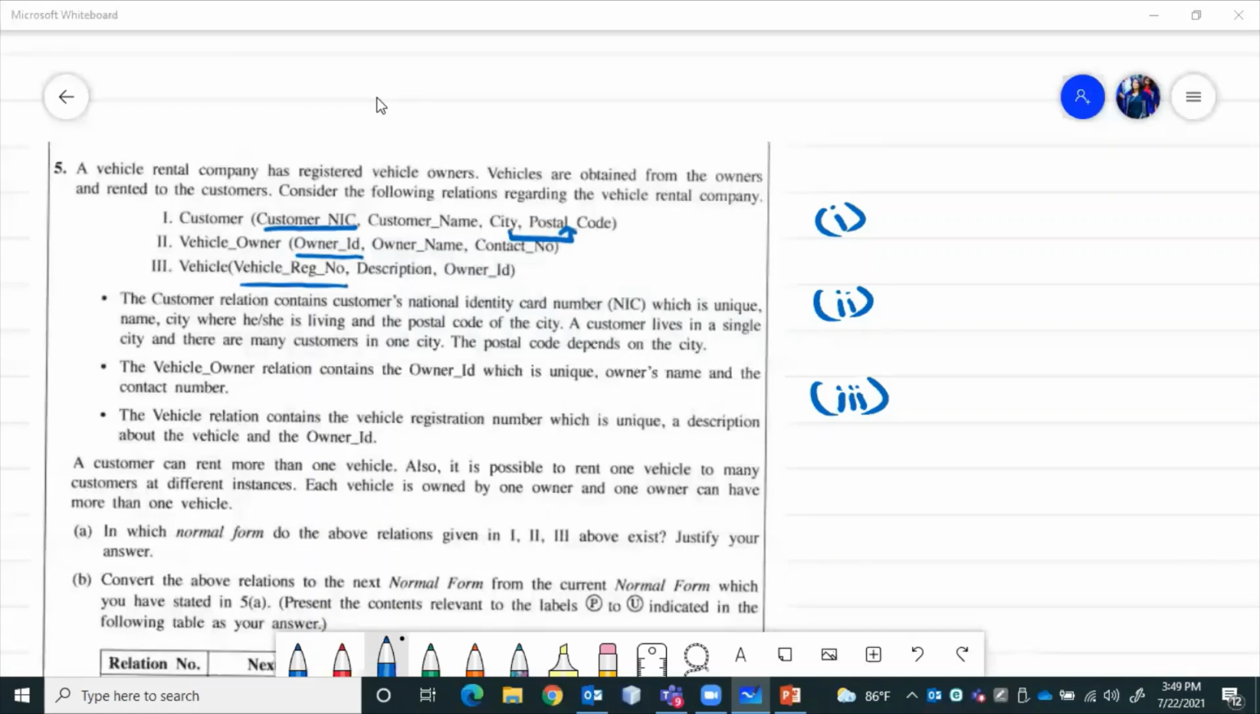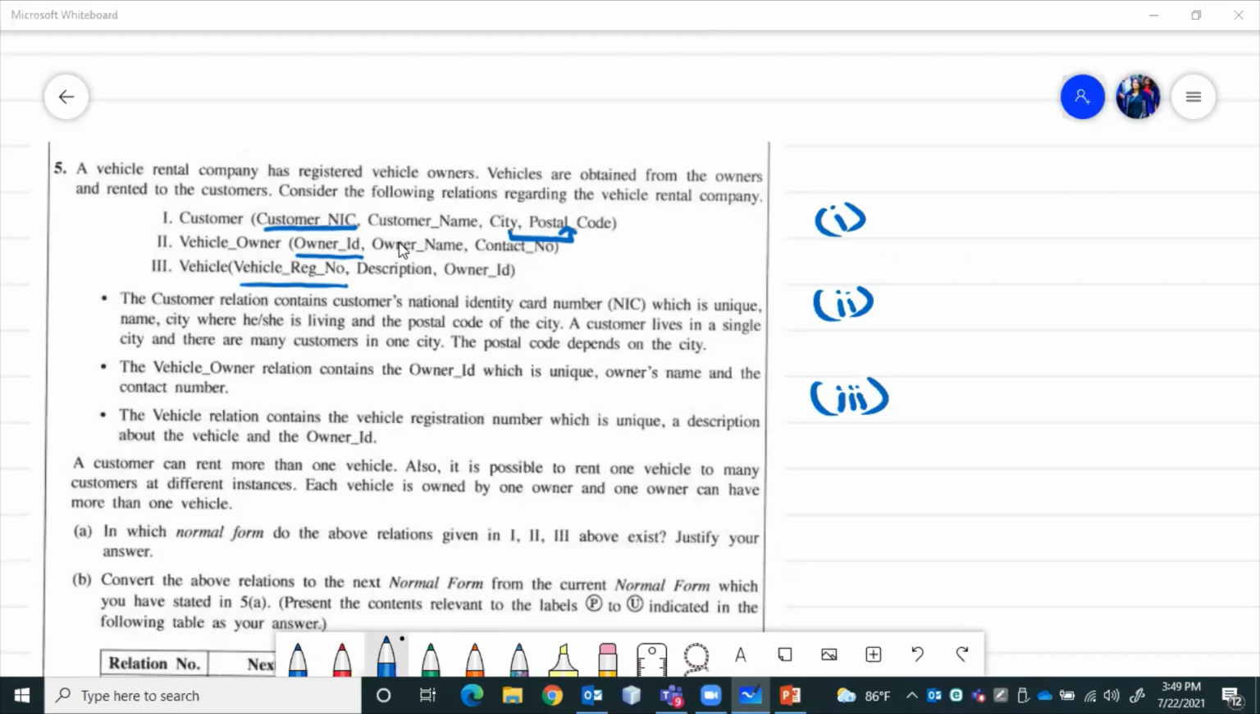First relation, the customer relation. What is the existing normal form? Yeah, we got an answer. Yes. Here, first normal form, it is not talking about any multi-value attributes. And here, we don't have any partial dependencies. We have a transitive dependency, right? So if it is a second normal form, that means the relation should be in the first normal form, and you don't have any partial dependencies, right?